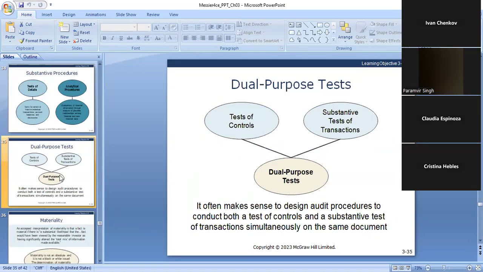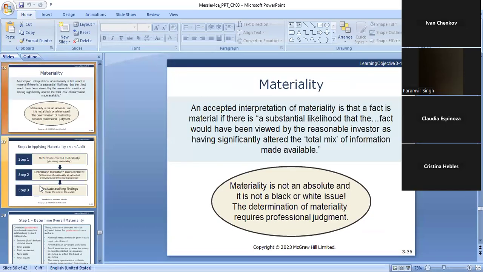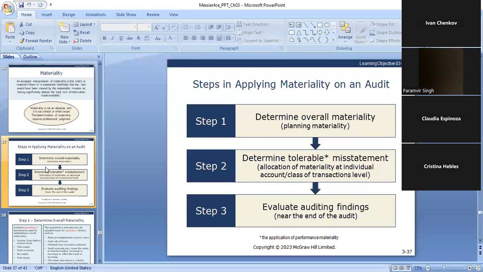Dual purpose testing: we're going to test the controls and we're going to do substantive tests of the transactions. So we're testing the control environment in the company and also the transactions that happen in the company. And materiality was the last thing. For materiality, first, we have to determine the overall materiality. Then we move to determining the tolerable misstatement. And the last one is to evaluate the audit findings in order to assess that materiality.